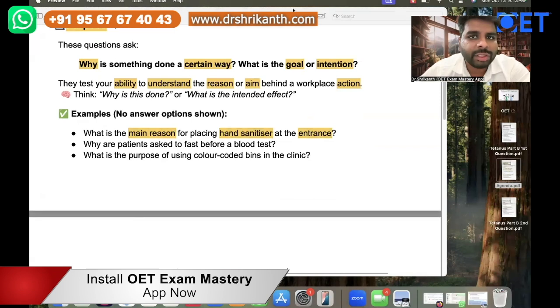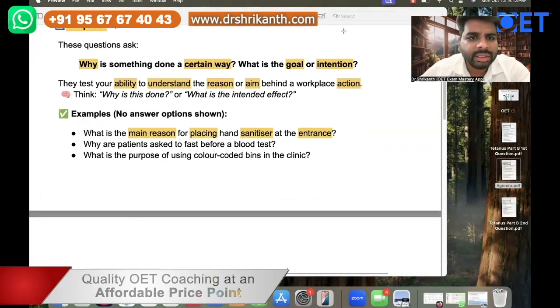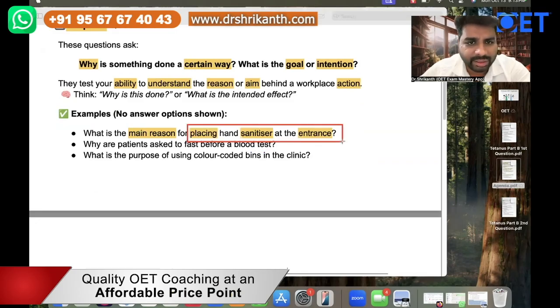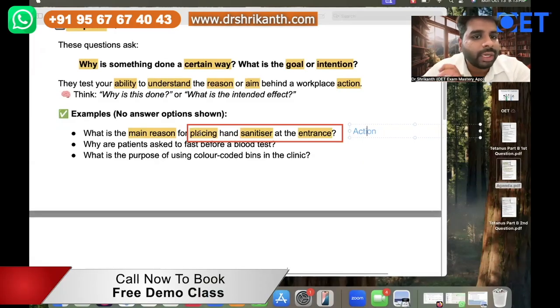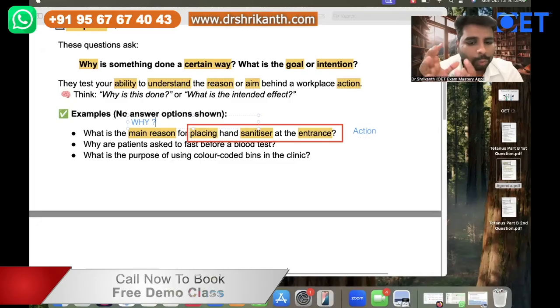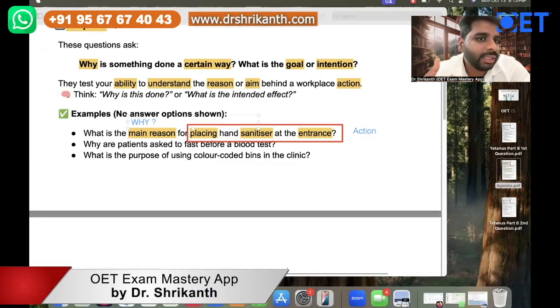See, what is the action over here? Okay, what is the action? The action is placing the hand sanitizer at the entrance. This is the action, right? But what is your duty here? Your duty is to understand why. Okay, why? That is what you need to understand. Why is the hospital telling everyone to keep the hand sanitizer at the entrance? So you have to ask yourself, why is this done?